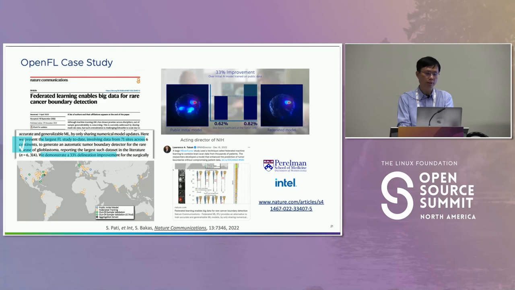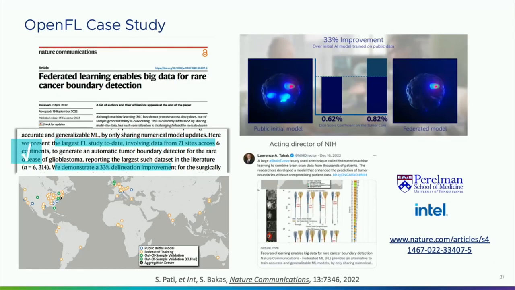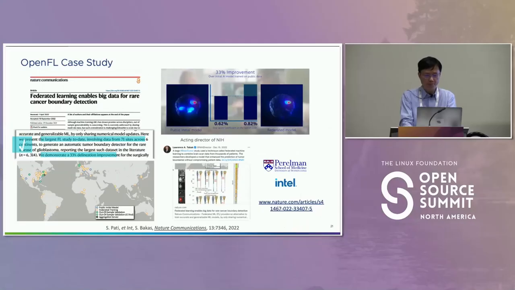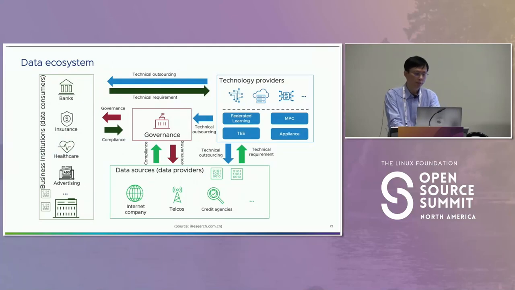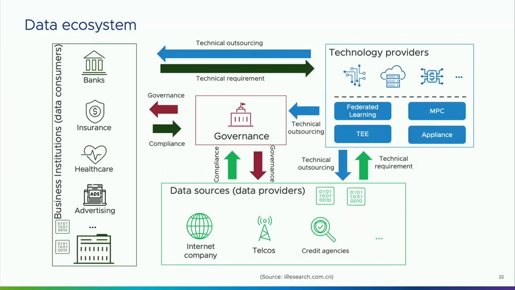So there are many use cases in OpenFL. They are mostly active in the healthcare industry. They have federated learning enabled to detect cancer boundaries from radio images, so X-ray images. They can detect the tumor boundary from the X-ray pictures. They are doing that with Intel and the University of Pennsylvania Medical School. So I just mentioned two of the open source federated learning projects that are under the Linux Foundation AI and Data Foundation.